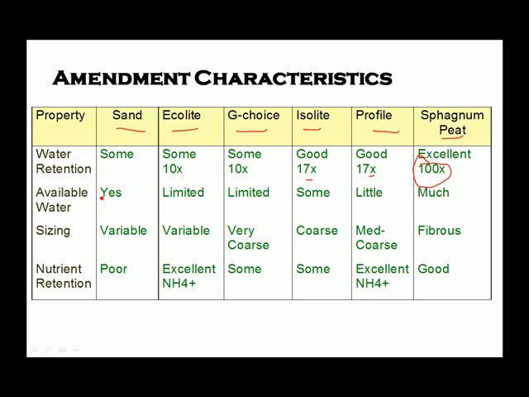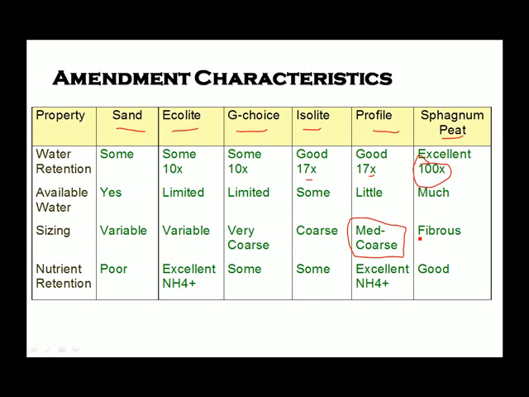The size of sand is variable. The size of Ecolite is variable. Green's Choice is coarse material. Eusolite is a coarse material. Profile is a more medium coarse material. So that's probably why Profile has gained a foothold, even though it's more expensive than many of the other products. And then Sphagnum peat is fibrous.